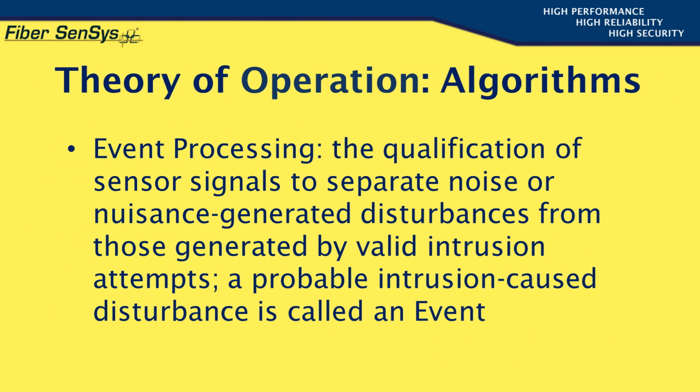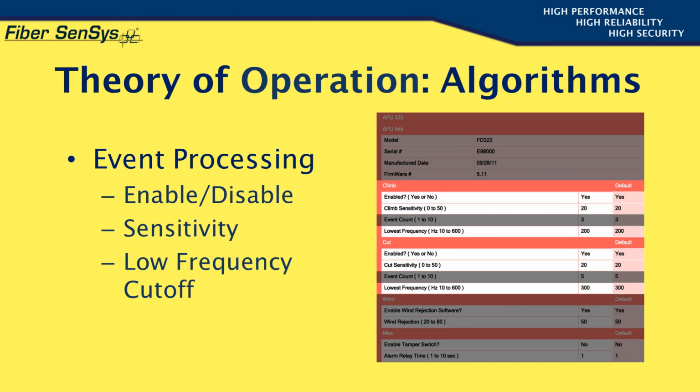The next class of algorithms is called event processing. The DSP continuously analyzes the fence signal to qualify it in order to separate nuisance-generated disturbances from valid intrusion attempts. A probable intrusion-caused disturbance is called an event. Both climb and cut processors have controls and parameters associated with the event processing.